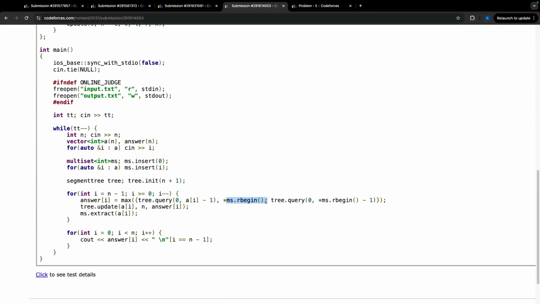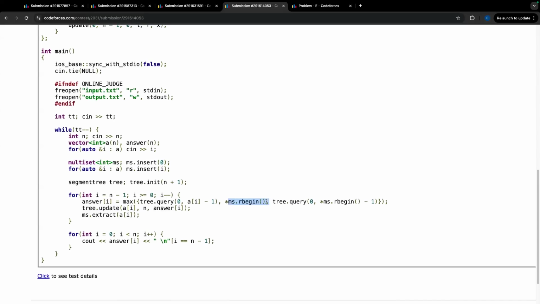If you have any doubts, feel free to ask the doubts. Otherwise, we can go towards the next problem, which is problem E. Have a look at the code and let me know what doubts you have.